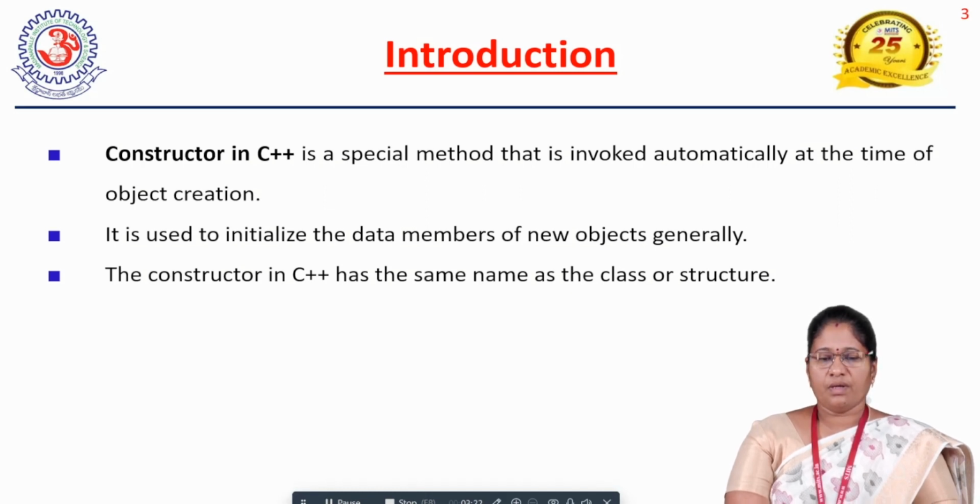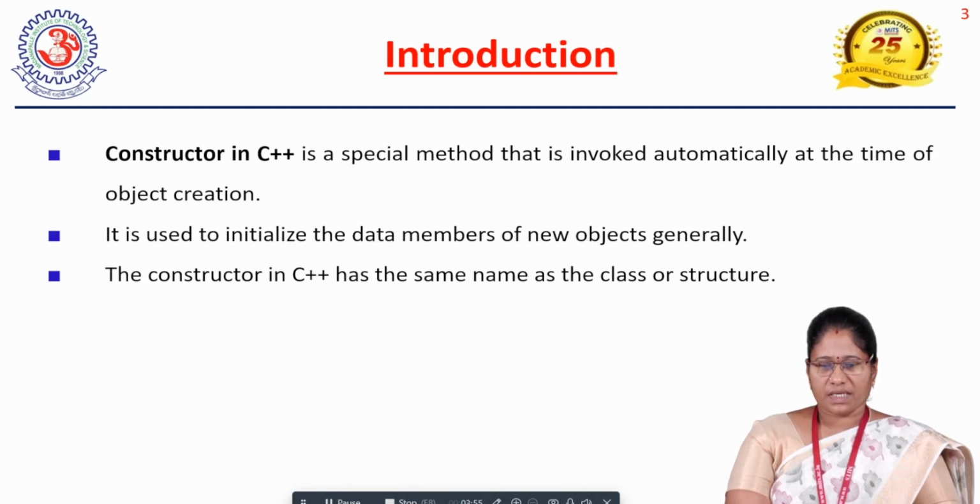Introduction. A constructor is a special method. It is invoked automatically at the time of object creation. If you create an object of the class, the constructor method is invoked automatically. There is no need for explicit invoking. That is why we use constructors. It is used to initialize the data members of new objects.